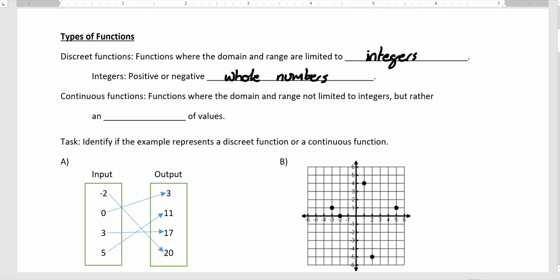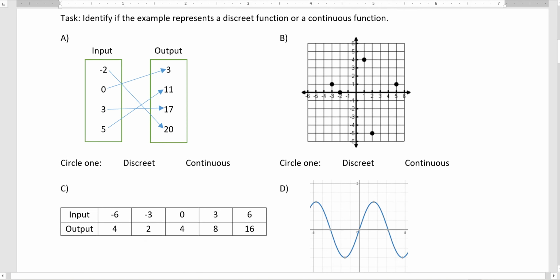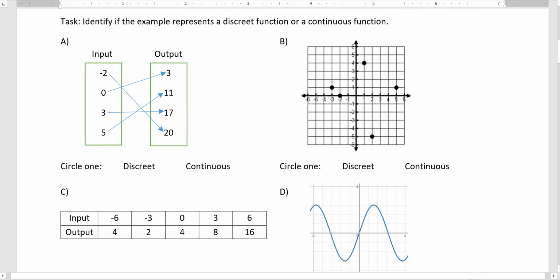So that's one type of function. The other is continuous functions. Continuous functions are functions where the domain and range are not limited to integers, but rather an interval of values. So it can span all the numbers between, for example, 2 and 12. That includes 2, 3, 4, 5, but it also includes 2.01 and pi and all those values in between there as well. So what I'm going to ask you to do first is identify if the example represents a discrete or a continuous function. And we'll do these together.